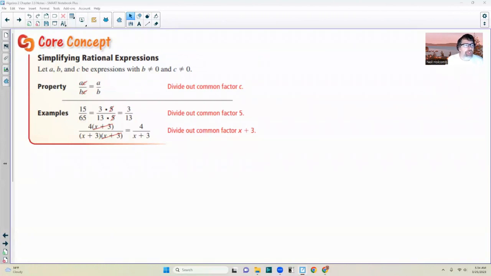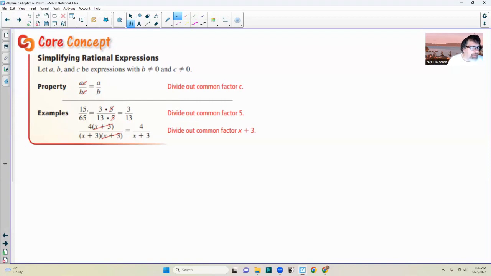All right, core concept, simplifying rational expressions. So let A, B, and C be expressions with B not equal to 0 because it's in the denominator, and C not equal to 0 because there's also a C in the denominator. The property states that A times C over B times C equals A over B. If you are multiplying, then the C's will cancel. So divide out common factor C. C divided by C is 1. A times 1 over B times 1 equals A over B.